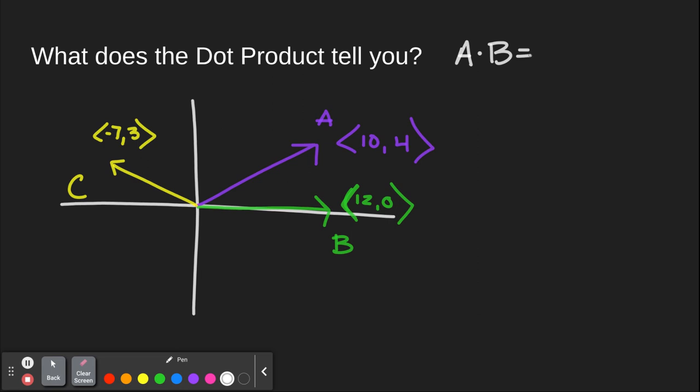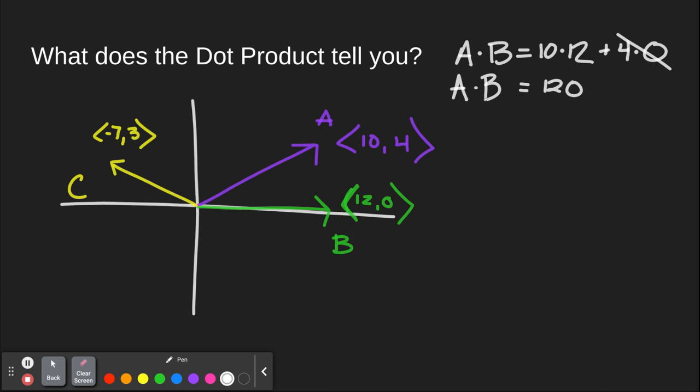To do the dot product, you multiply the like terms and add the result. So it's 10 times 12, plus 4 times 0. And so that gives you 0. So the answer to this is 120. A dot B is 120.